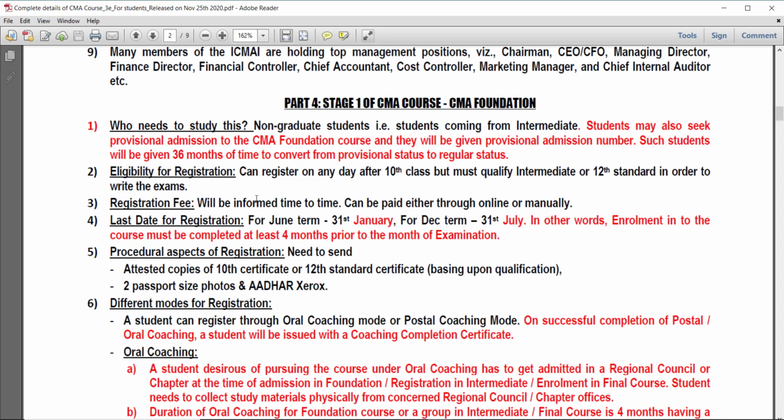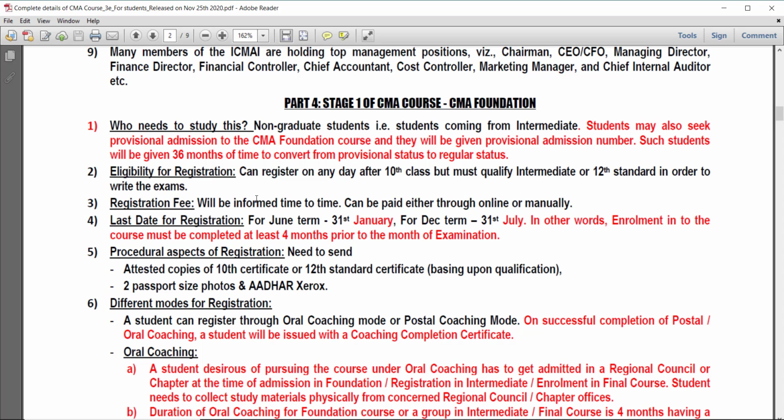So is there any other way? Whenever a student wants to register for the CMA Foundation course, he should submit evidence that he has qualified 10th class. Or sometimes he can even apply for registration on a provisional basis. That means even though he hasn't qualified 10th class, he can register for the CMA Foundation course on a provisional basis. He will be given 36 months of time to convert from provisional status to regular status.